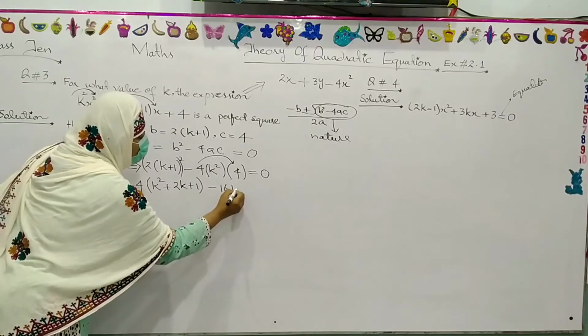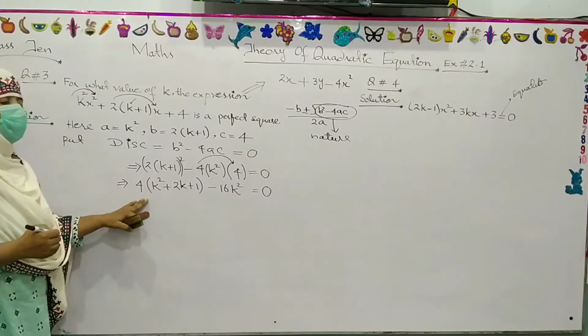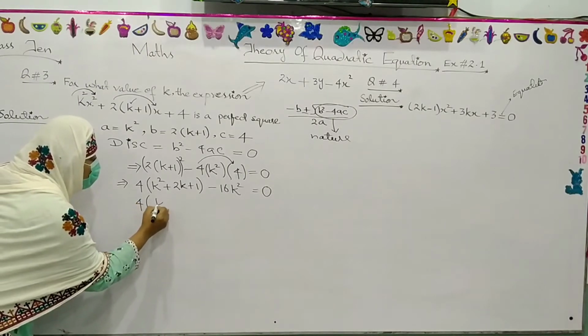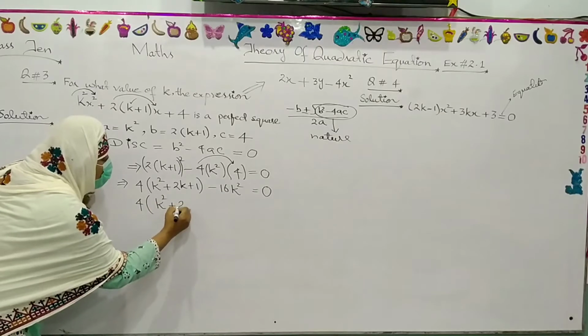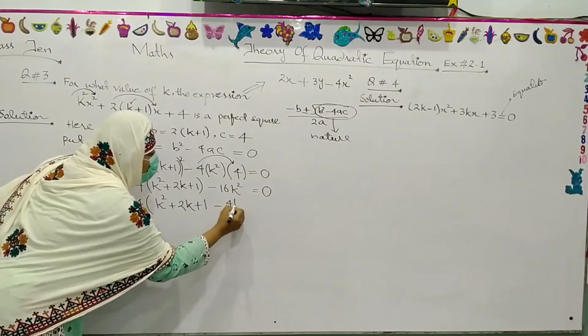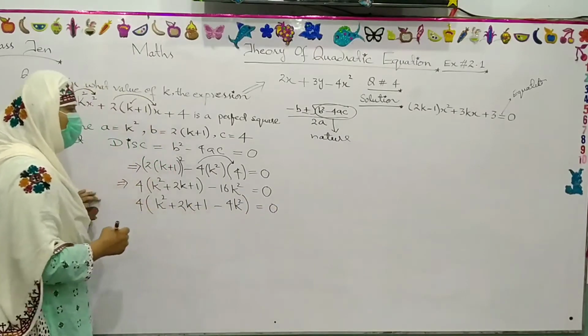16, it is k square, is equal to 0. Now I can take common 4. It will become 4. What will be inside? k square plus 2k plus 1 minus 4k square. This one is equal to 0.